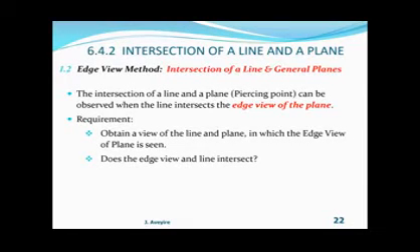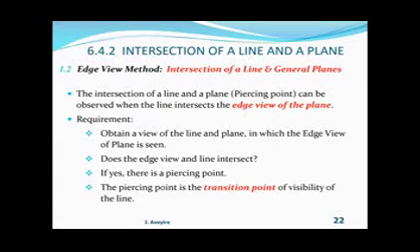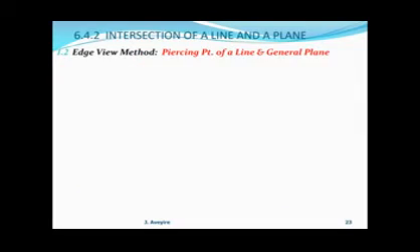Then it requires that the edge view and the line intersect. If yes, then there is a piercing point. If no, then there is no piercing point. The piercing point is the transition point of visibility of the line, as earlier explained. That's the piercing point. You have the visible portion of the line and the non-visible portion of the line with the plane.